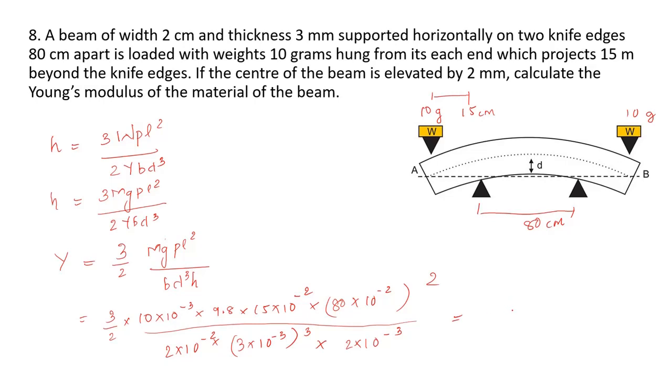On calculating, we will get it as 13.06 into 10 to the power 9 Newton per meter squared. And this is how we calculate the Young's modulus of a material using the pin and microscope method, which we have discussed in the class. This is what we do in the laboratory. We calculate Young's modulus of a given material.